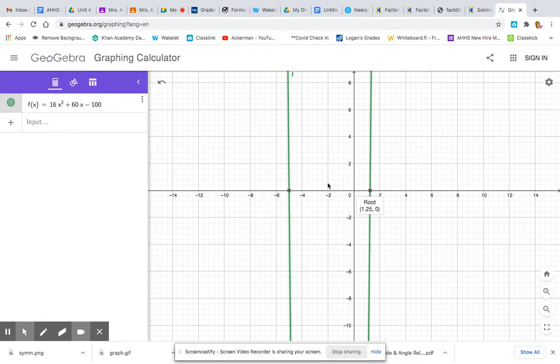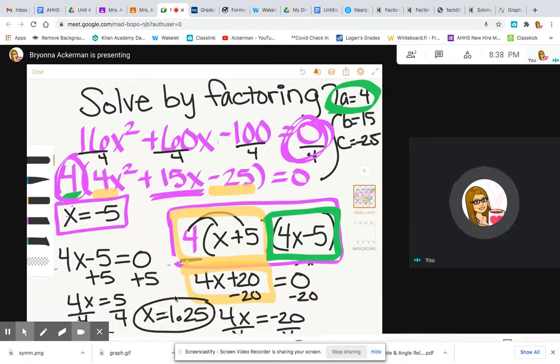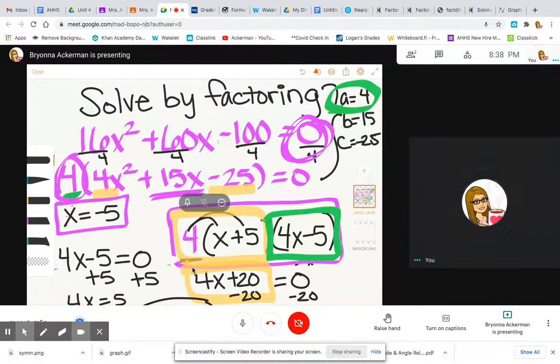The other solution we found is right here. It's the other x-intercept, and you'll see that it came out to be negative 5 comma 0. And so this shows us that we did in fact do this correctly, because we got negative 5 and we also got the 1.25. And so we did it correctly. Okay, so it's your turn to try.